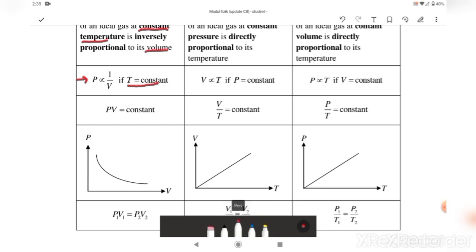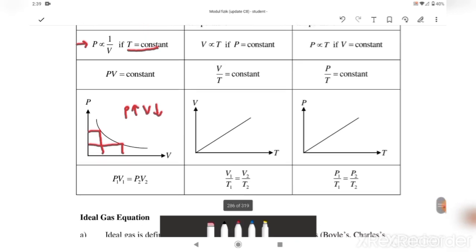We can represent this law by the PV graph. So we have a curve graph, which means that if P increases, the volume will decrease. P increases, so V decreases. So the equation is P1 V1 is equal to P2 V2. So this is for Boyle's law.